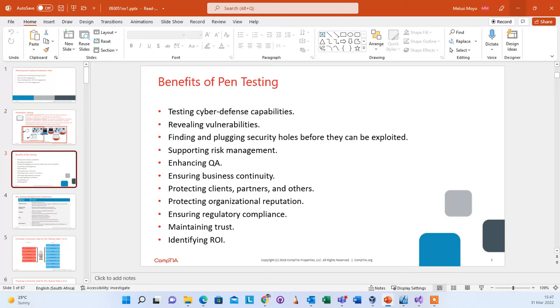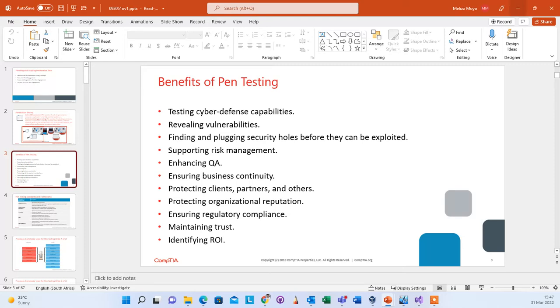Okay, and then the other part is supporting risk management, and then also enhancing quality assurance, ensuring business continuity. Like there are certain systems that when they are down, you find that the entire system or the entire organization is down. So what we need to do is make sure that we ensure business continuity.